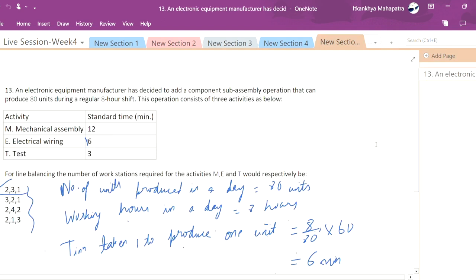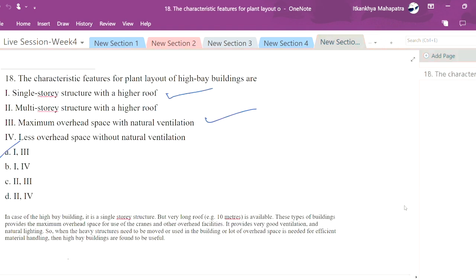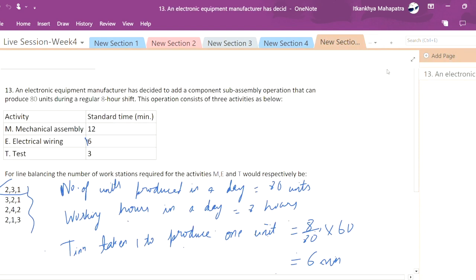Next, we did some numericals, again questions on plant layout and the gravity flow method, and a question which is based on an electrical equipment manufacturer.